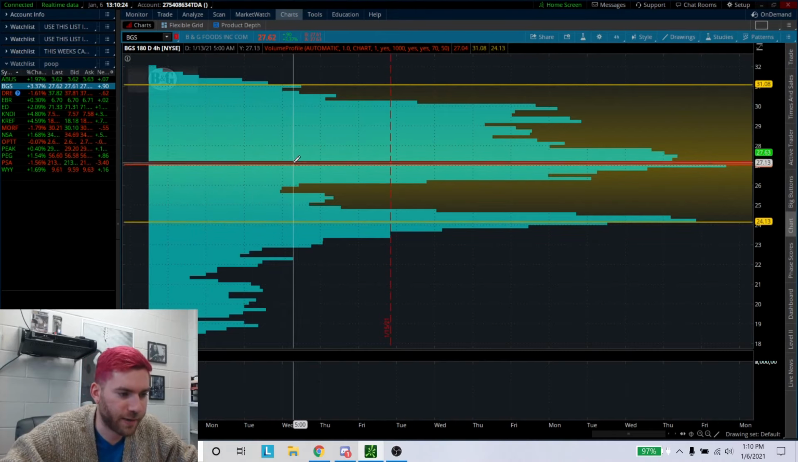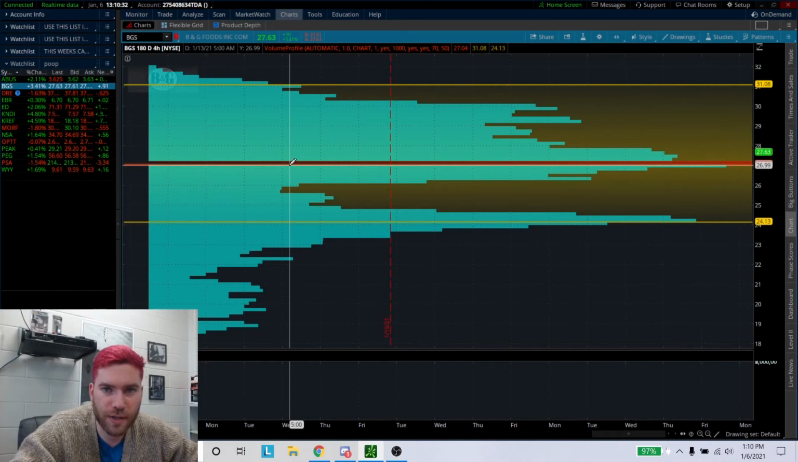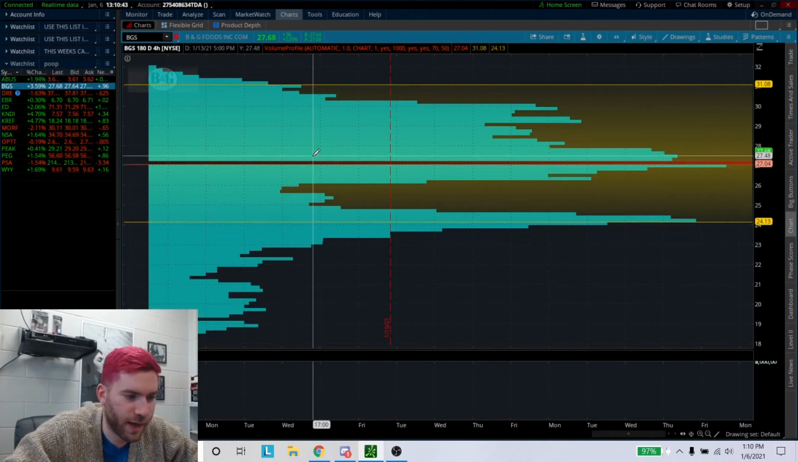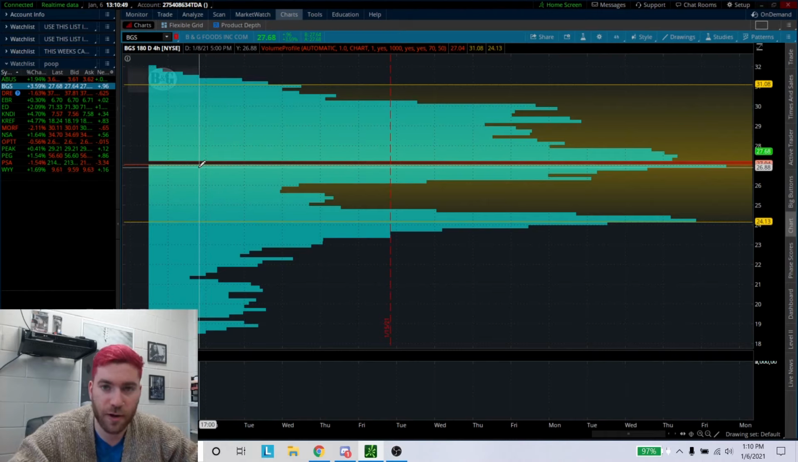This is going to act as 2 things: a support and resistance, potentially, but more importantly, a gravitational force. If your price action is above it, it does have a tendency to pull price action back down to it. If your price is below it, again, it pulls it up towards it. This is where a lot of the median action is going to happen in a stock. And again, we're not going to cheat and look at the price action. We're just going to go off volume profile.